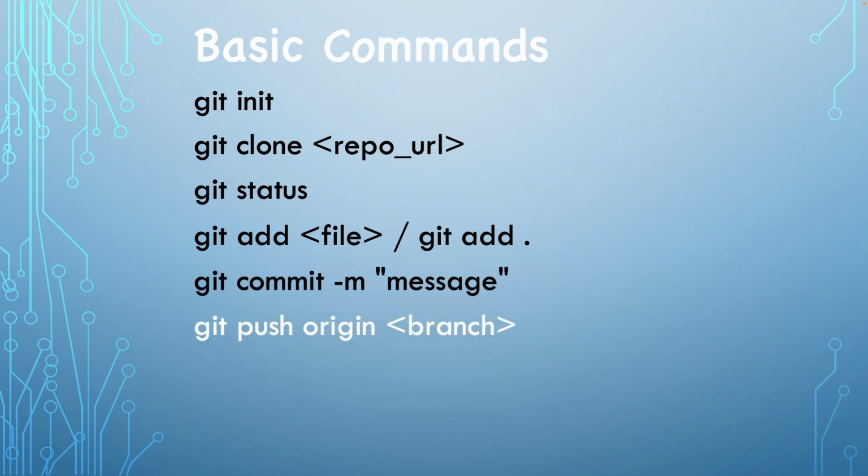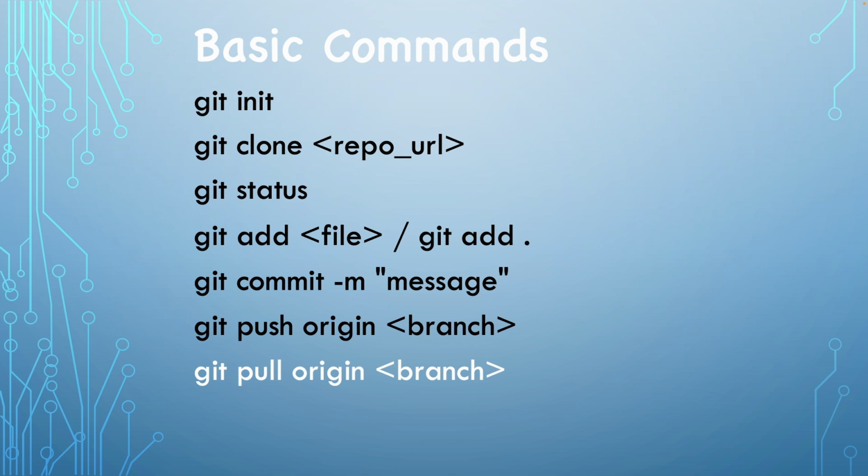To push commits to a remote repository, run git push origin branch. To fetch and merge changes from a remote repository, we run git pull origin branch name.